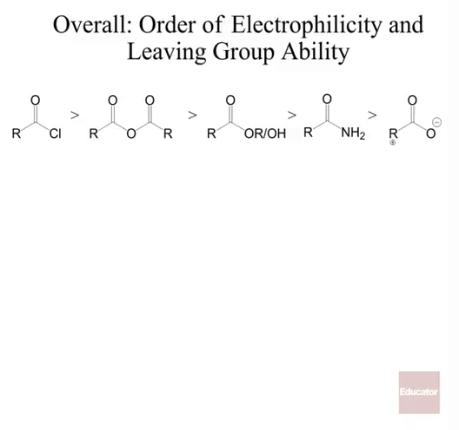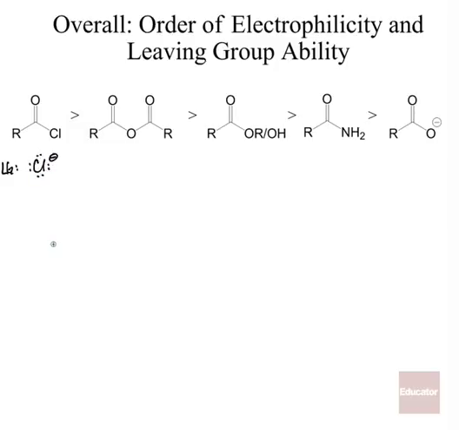So overall, we can continue doing these comparisons in pairs, but overall we're going to be able to develop an entire scheme of an order of electrophilicity. And it turns out that this order also parallels the order of leaving group ability. So at the far end here, we have the acid chloride. Let's take a look at the leaving group for each of these acid derivatives. The leaving group for an acid chloride would be Cl-, would be chloride.